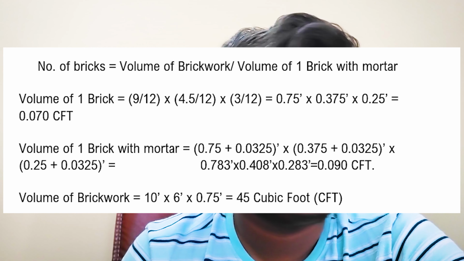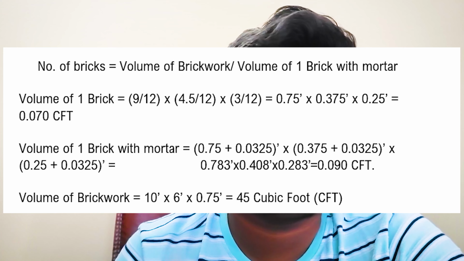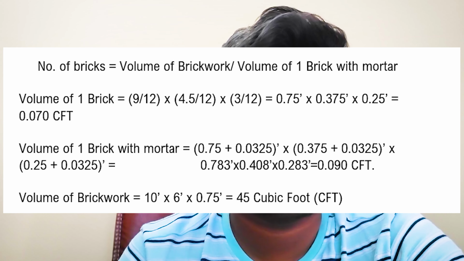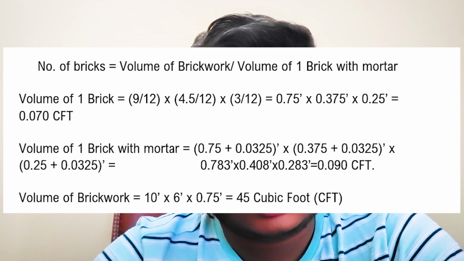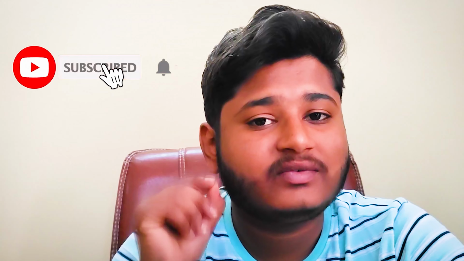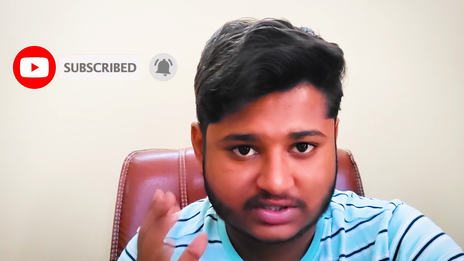Finally, we have to find out the volume of brickwork. That is simple, just length into breadth into height. That is 10 feet by 6 feet by 0.75. We'll get 45 CFT, that is cubic feet. When we divide 45 CFT by 0.090, we'll get 500 number of bricks. That is, 500 bricks are required for the construction of the wall.